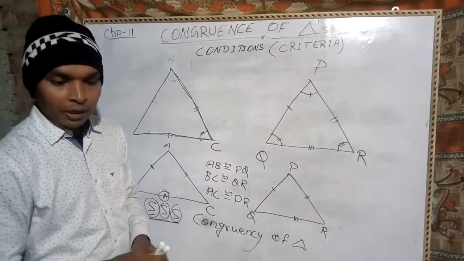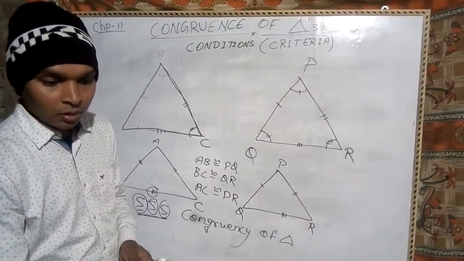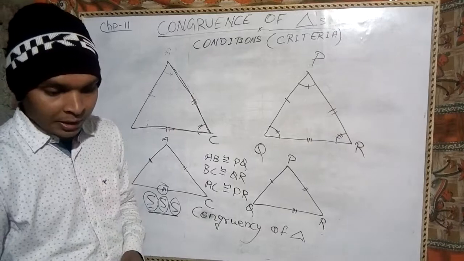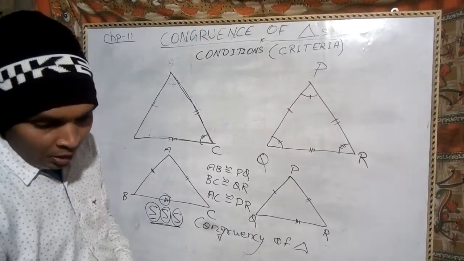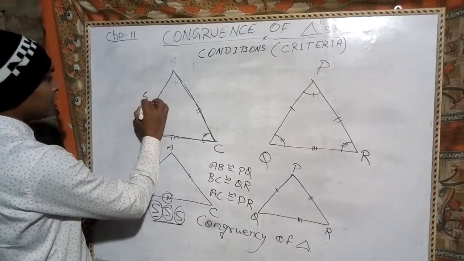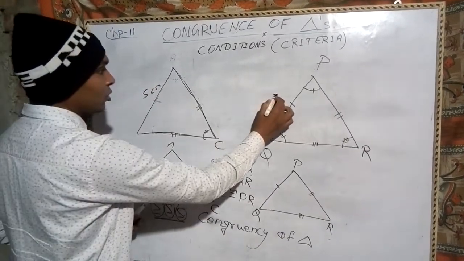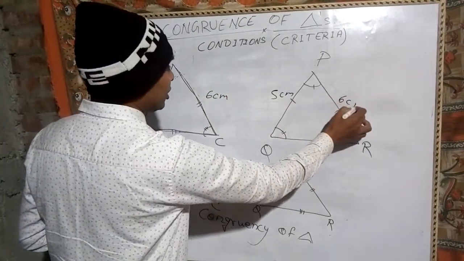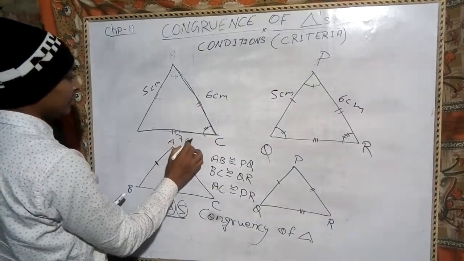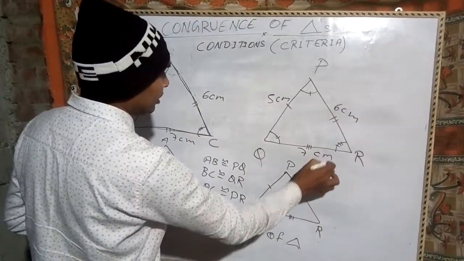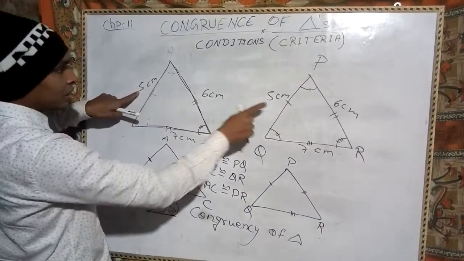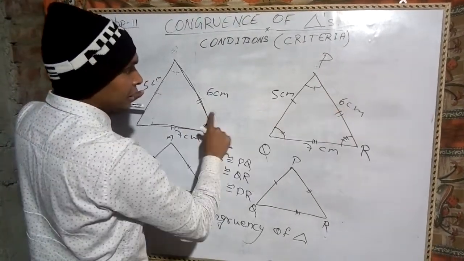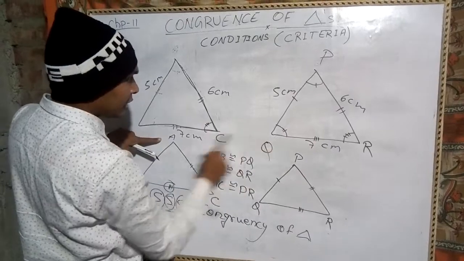So guys, I have shown you the criteria of triple S, side, side, side. Take an example: if this side is 5 centimeters, the corresponding side is also 5 centimeters. If this side is 6 centimeters, the other is also 6 centimeters. This side is 7 centimeters, and the other is also 7 centimeters. So the corresponding sides are equal.